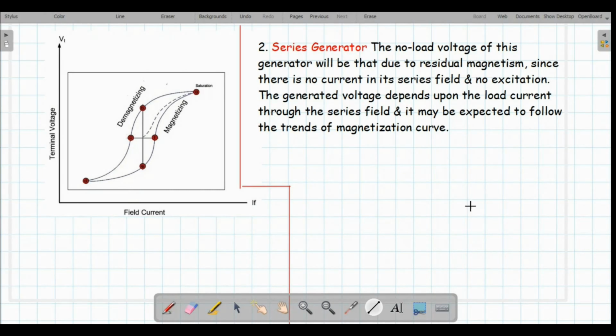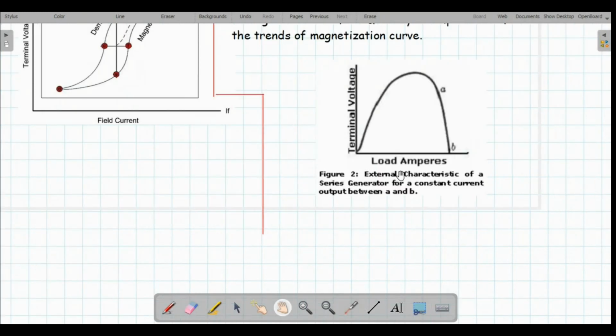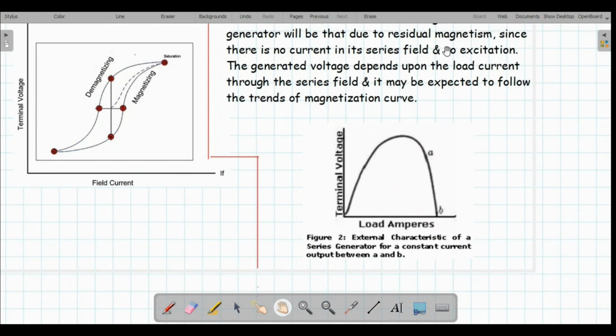So the series generator has a curve that looks like this. This is the load in amperes, its load current. This is its terminal voltage. So that is the external characteristic of a series generator for a constant current flowing out of it between terminals A and B of the series generator. So this is what a series generator looks like.